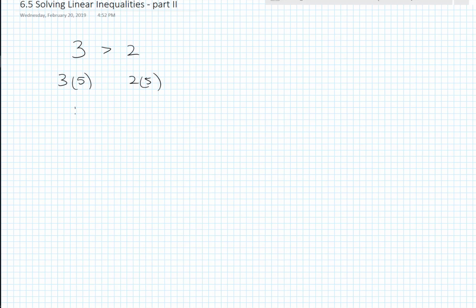Well, what is 3 times 5? That's 15. 2 times 5 is 10, and 15 is certainly greater than 10. So the direction of our inequality has stayed the same throughout. But let's consider multiplying both sides of the inequality by something negative. What if I multiply both sides by negative 5?